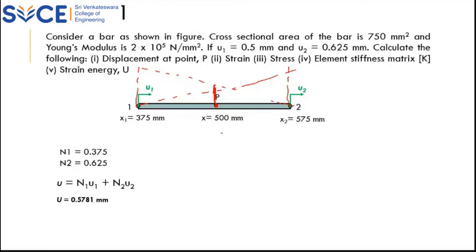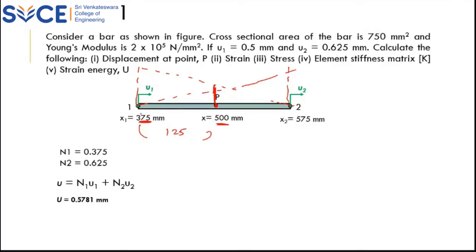x is 500. Okay, so 500 minus 375, how much is it? 500 minus 375. What are you getting? 125, right? Subtracting these two, you are getting 125.